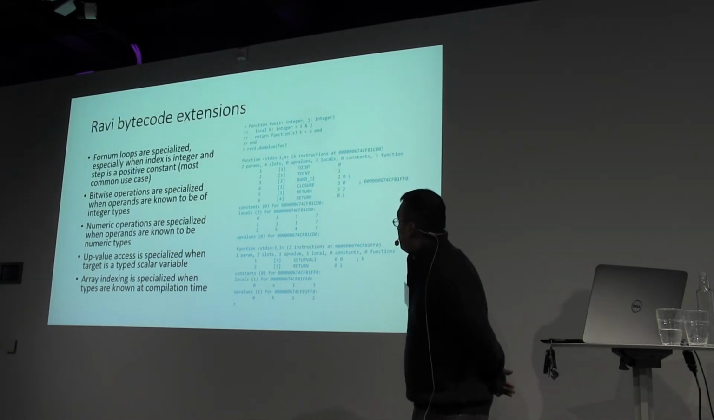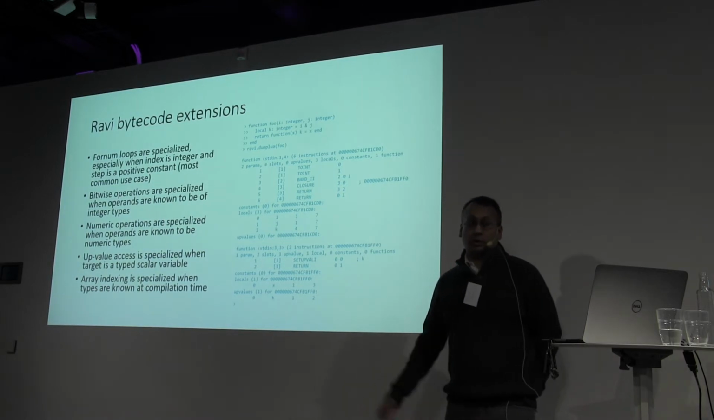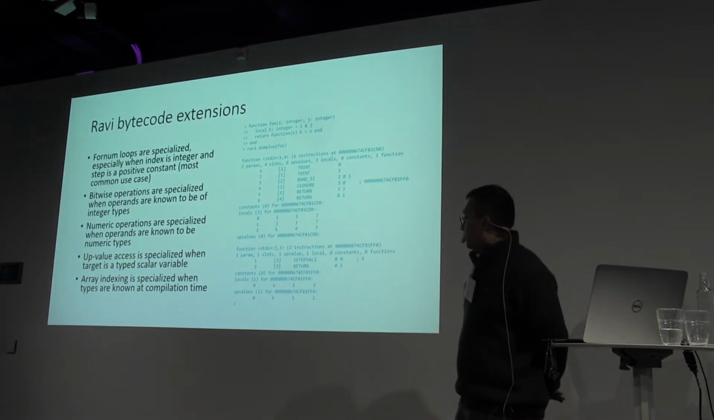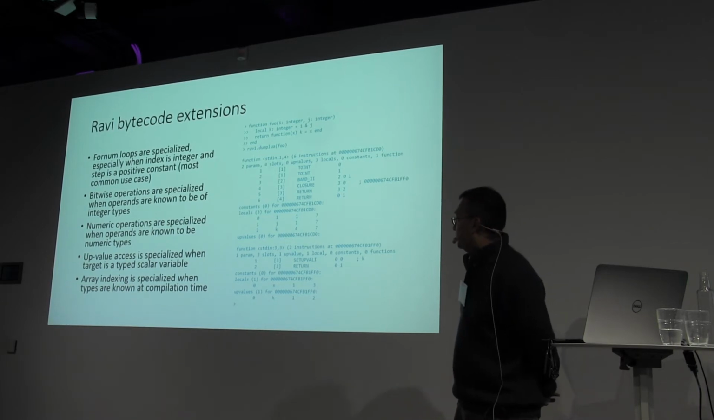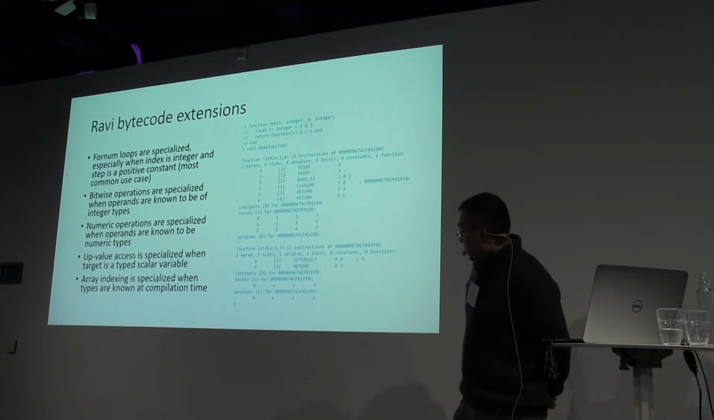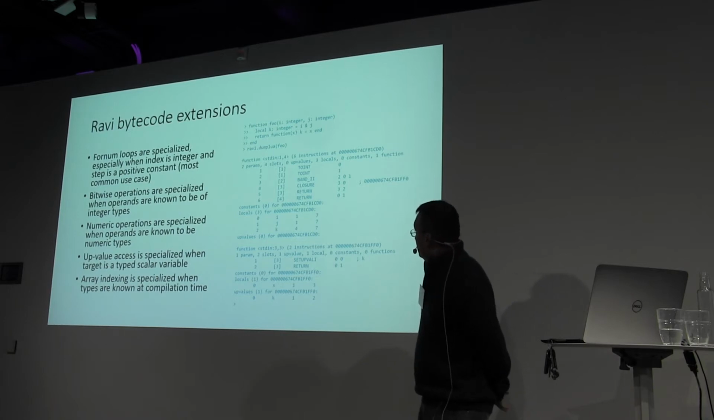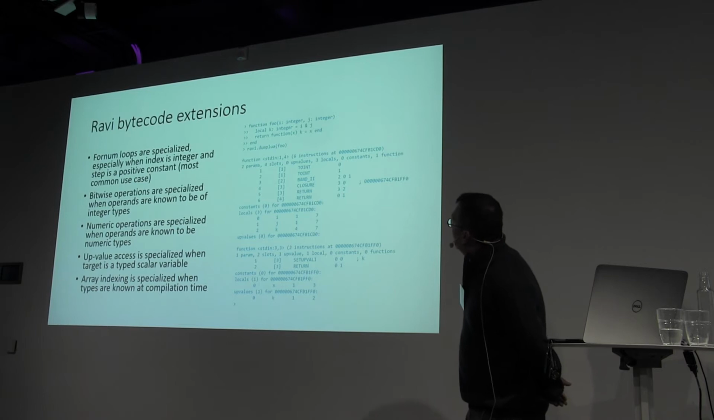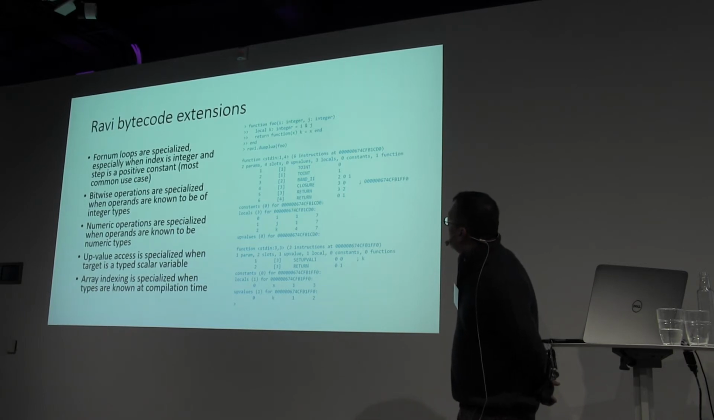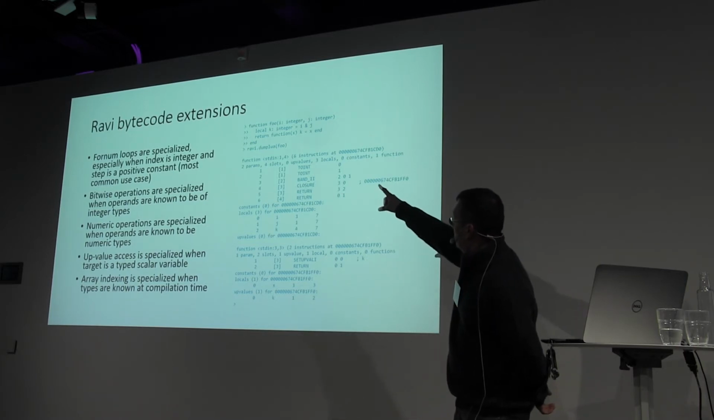Numeric operations are specialized when the types are known. We saw an example of that before, where the addition was specific to the numeric type. Upvalue access is also specialized. So for example, in the function here, you can see that the variable k is being accessed in the closure that is returned.